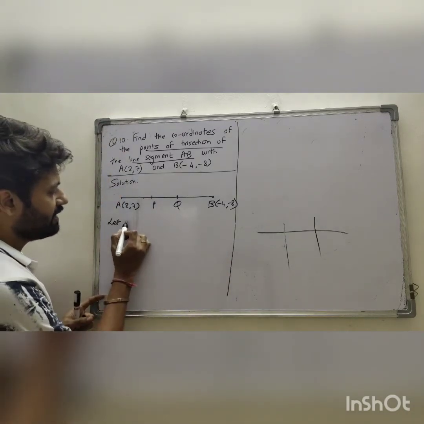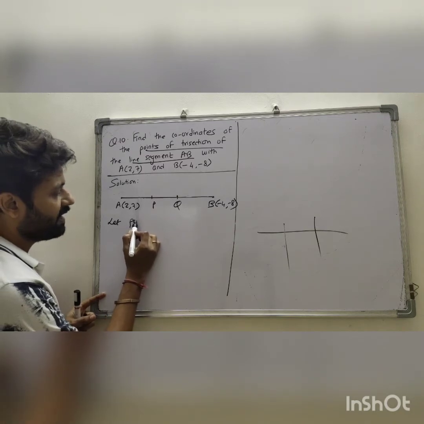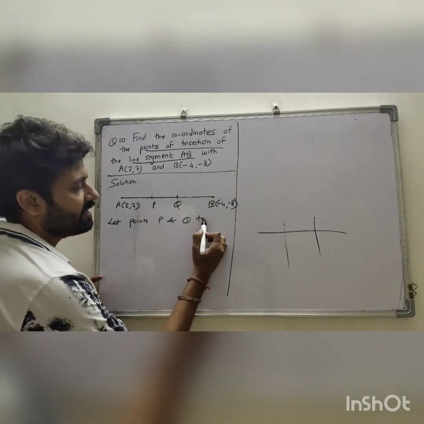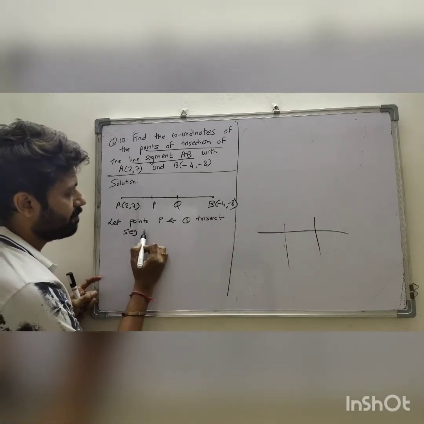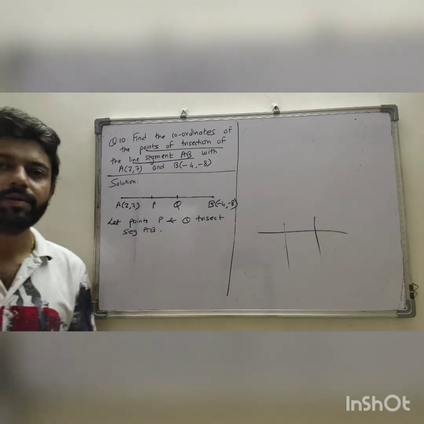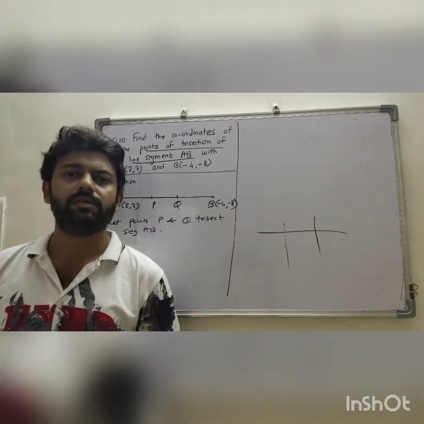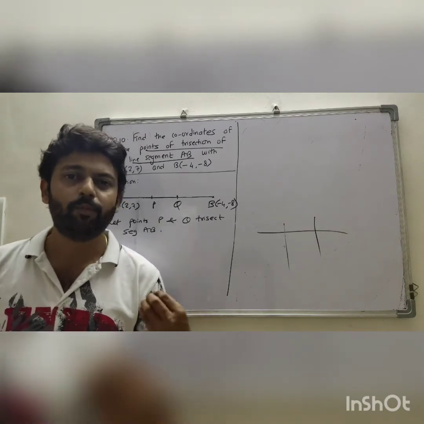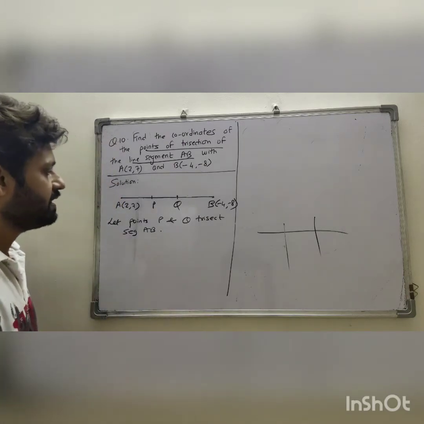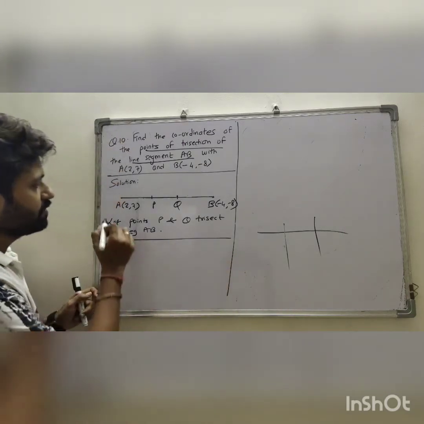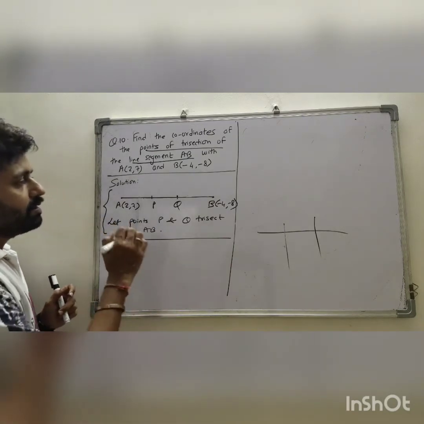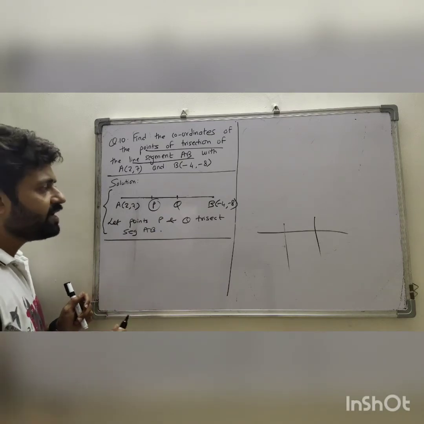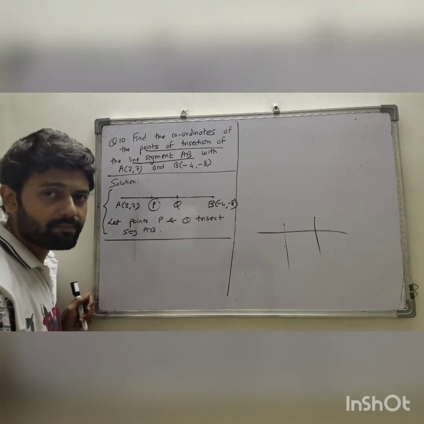So let P and Q, we can select points P and Q that trisect segment AB, or you can write let the points of trisection of segment AB be P and Q, or you can write let points P and Q trisect segment AB. So this is the first part of the sum. Now we will find the coordinates of point P first. To find the coordinates of point P, I am going to draw the diagram again.